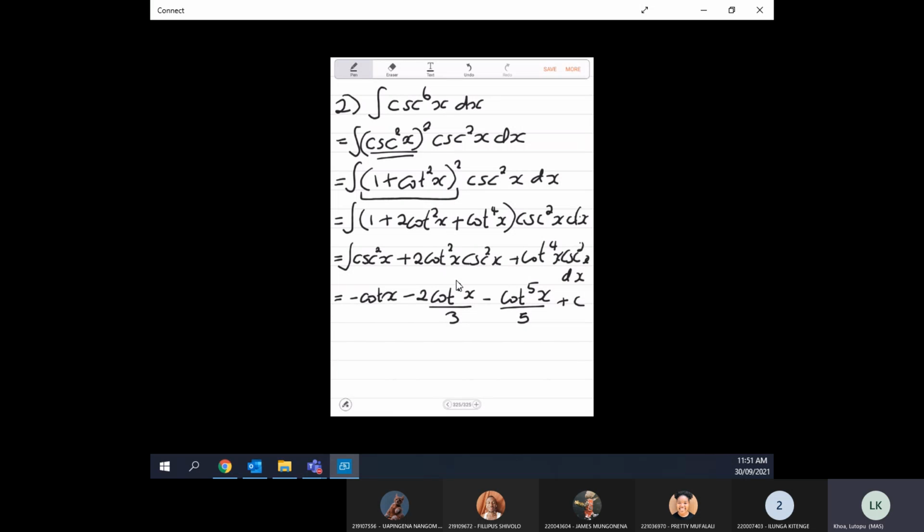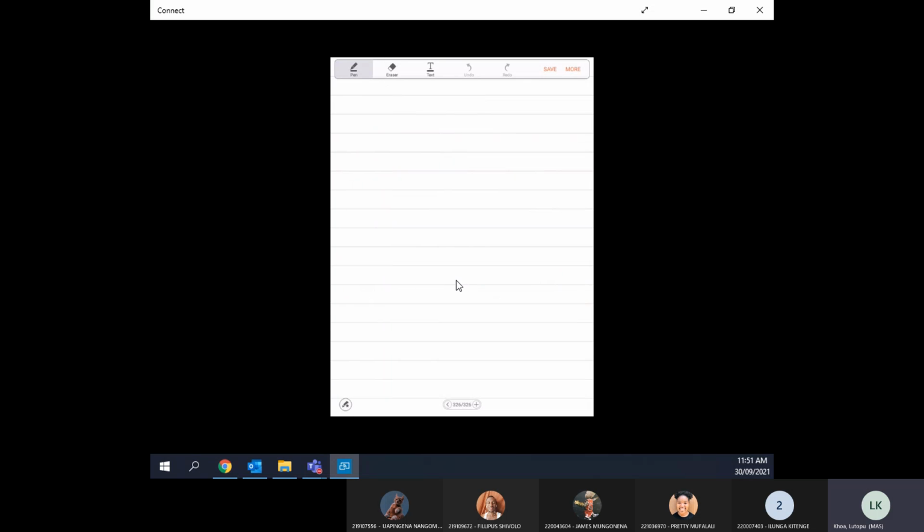Okay, so that's when we have an even numbered power. Now with an odd numbered power, we would do it slightly different, but we would have to use integration by parts. So let's say we want to integrate sec to the power of 3 of x dx. So this one we can rewrite as sec squared of x times sec of x dx.